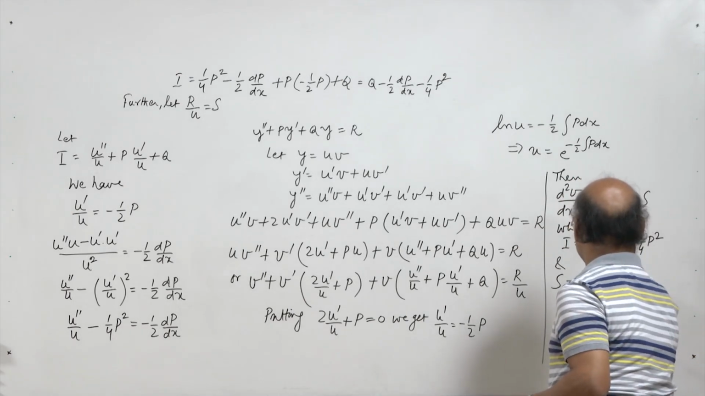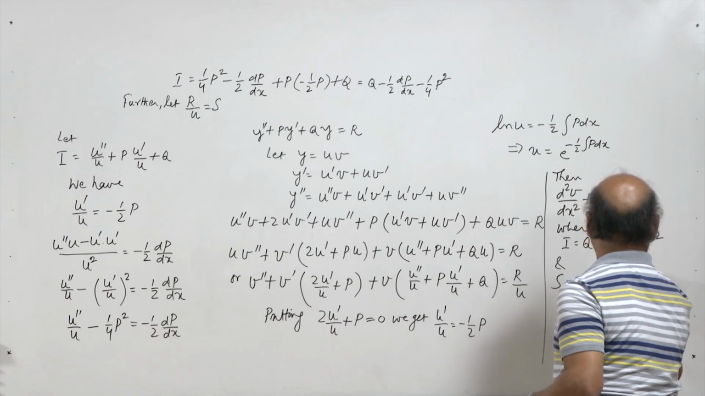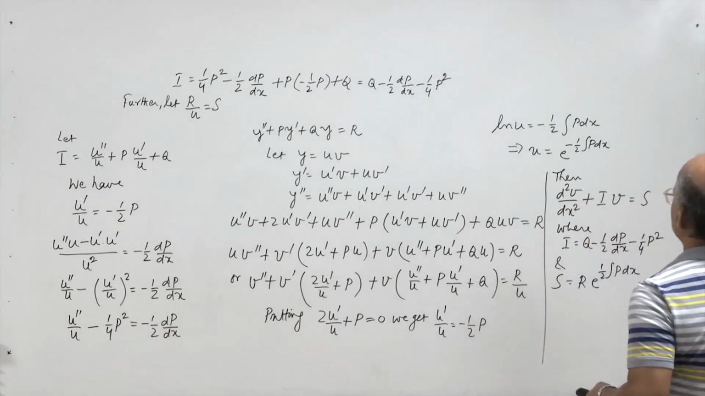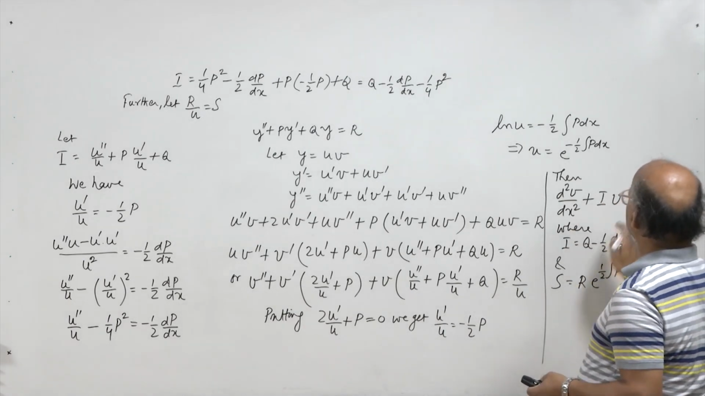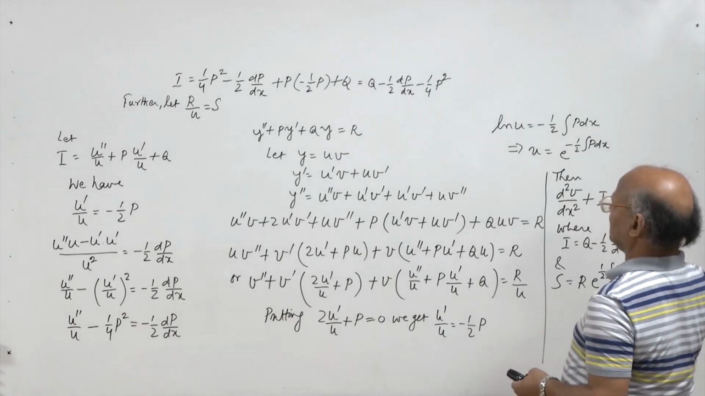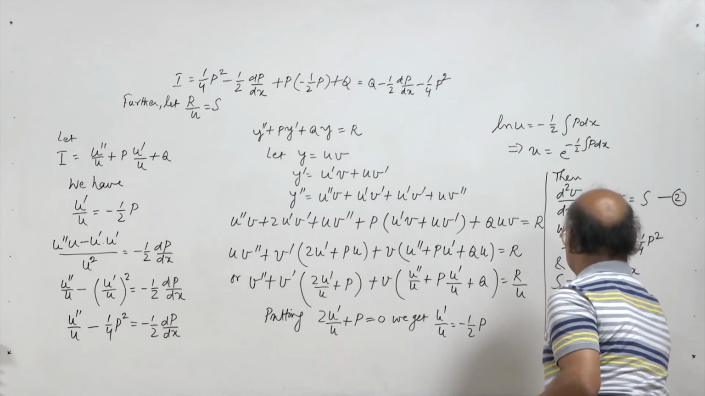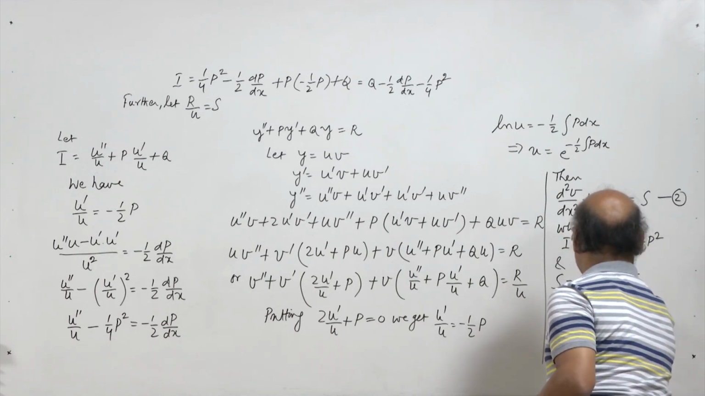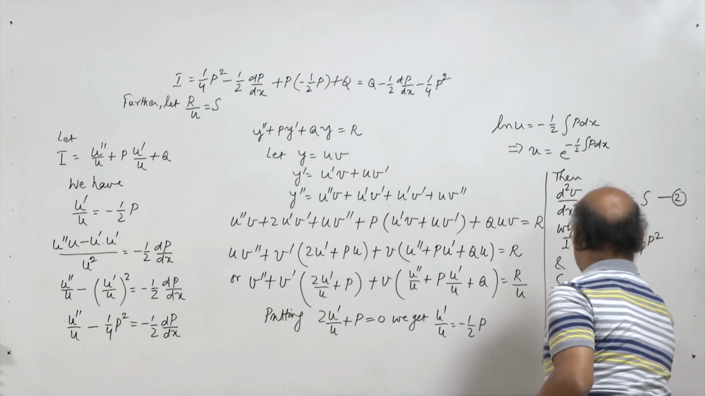So r times e to the power half integral p dx. Now let us note here that this equation is called as the normal form. Let me call it equation 2. The equation 2 is called the normal form.